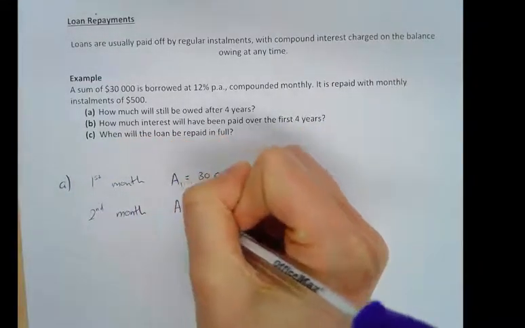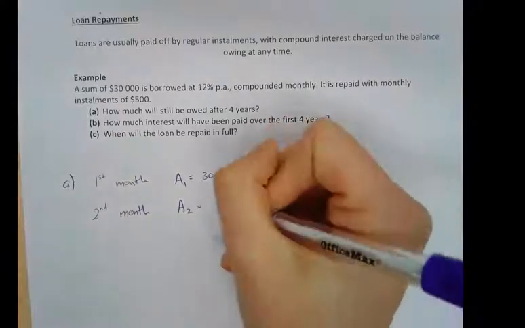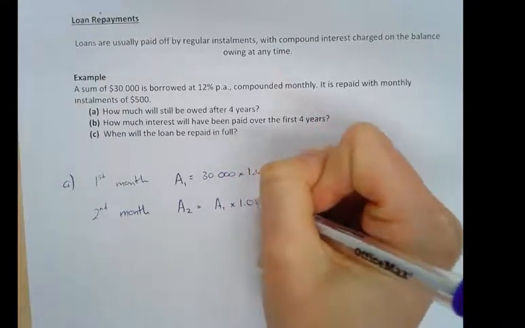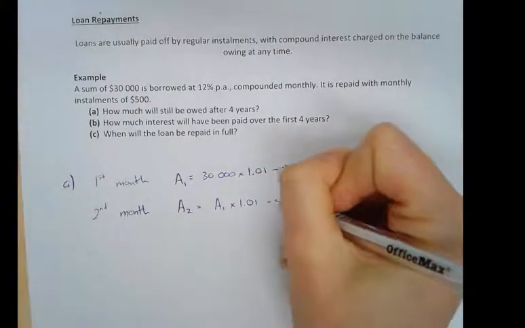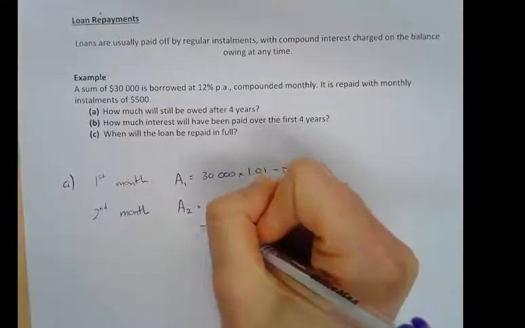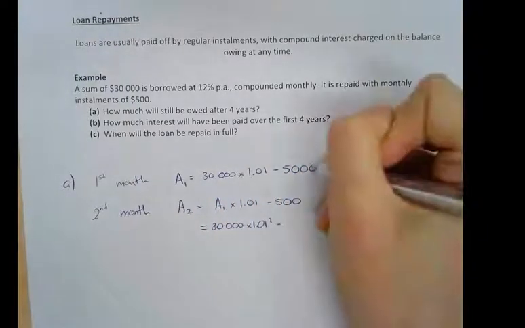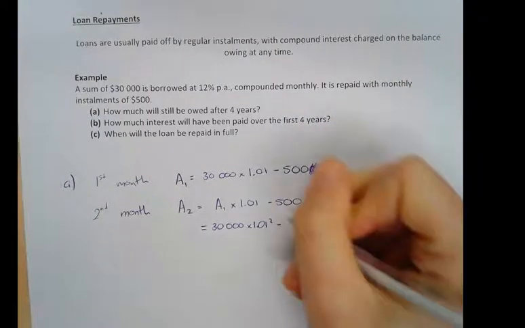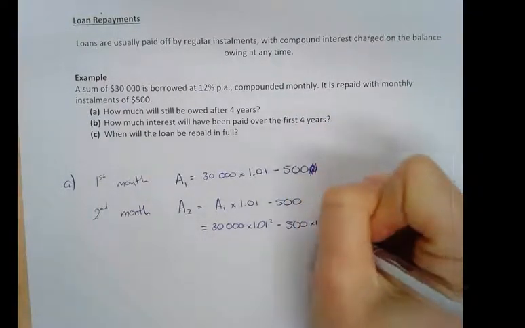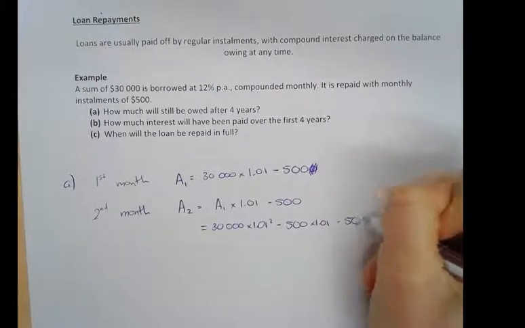Now, if we have a look at our second month, we'll call that A2. And the amount that's left after the second month would be this amount, so A1, multiplied by that 1.01 to add on the interest, and then subtract our $500 repayment. So if we write that out, A1 times this is all of this times 1.01. So that would give us 30,000 times 1.01 squared minus 500 times 1.01. So that's this section. And then we've got our minus $500 repayment for this month as well.